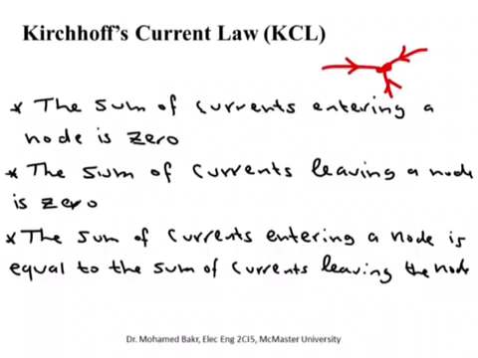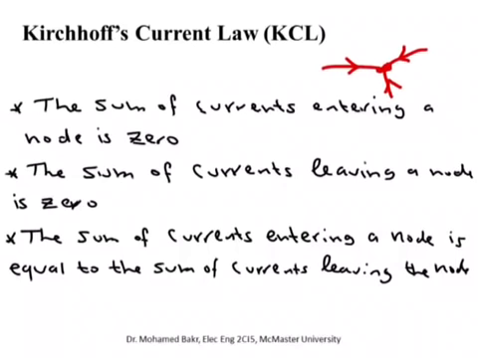There are two other ways of stating it. The sum of currents leaving a node is equal to 0. And the sum of currents entering a node is equal to the sum of currents leaving a node. All three formulations are exactly equivalent.